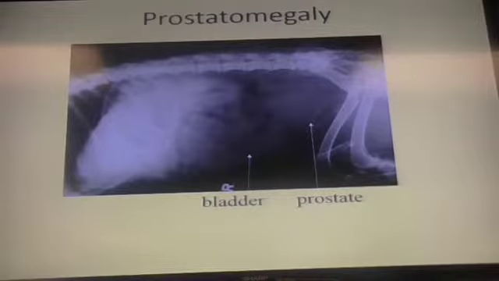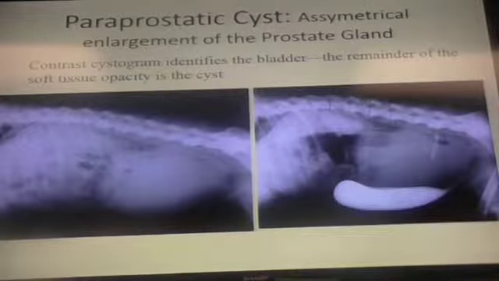So dogs that are presented with multiple masses in the abdomen, just make sure, if you can only palpate one testicle, and you're thinking about a retained testicle, put that in your differential if you happen to see two masses, or two soft tissue masses. Retained testicle. So this is one with the contrast study.